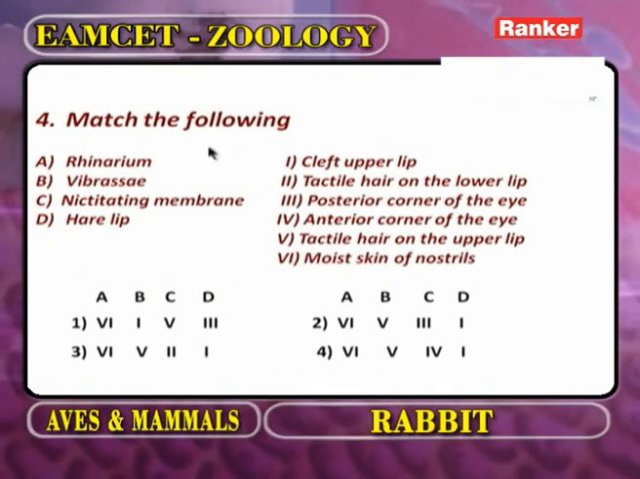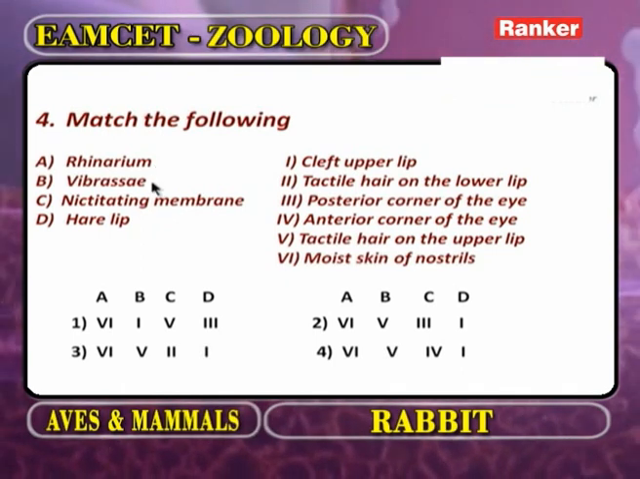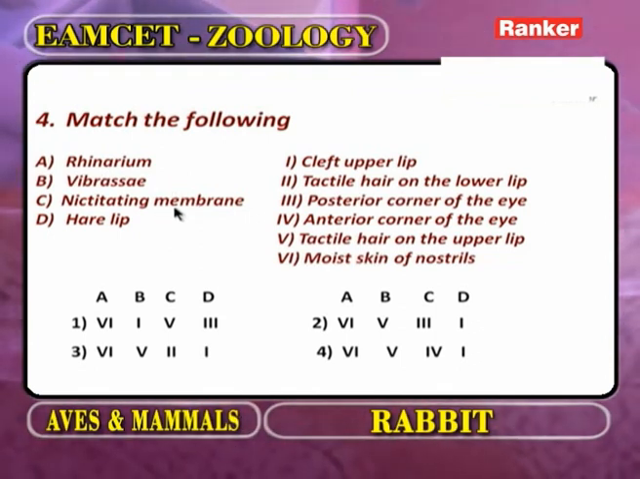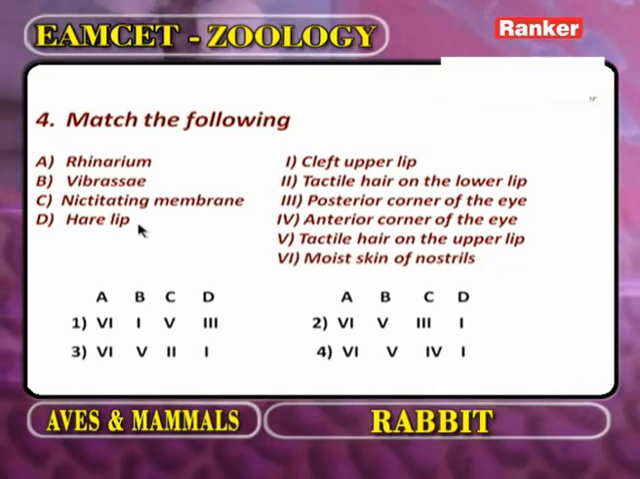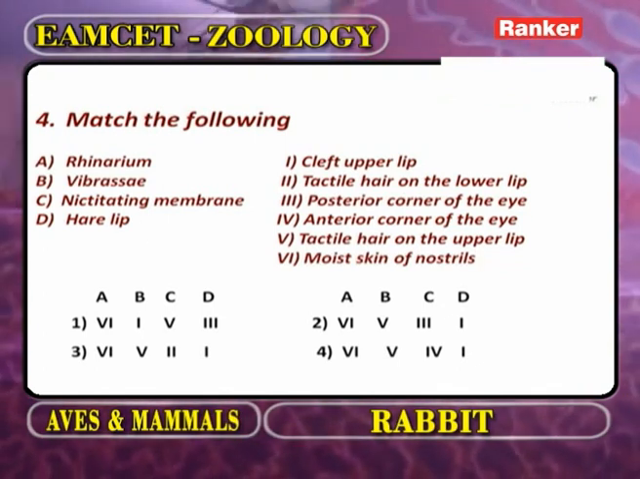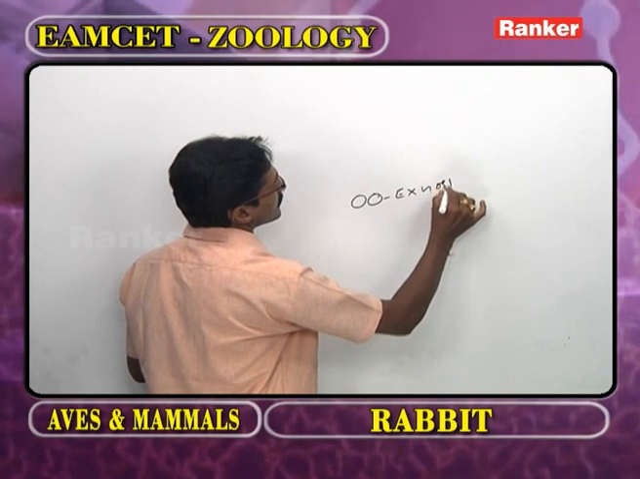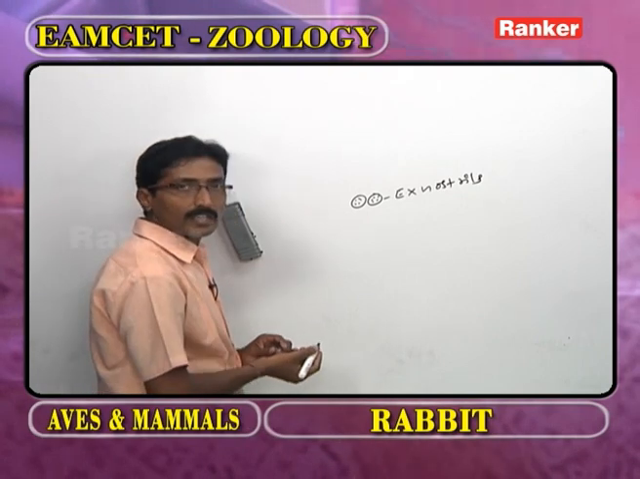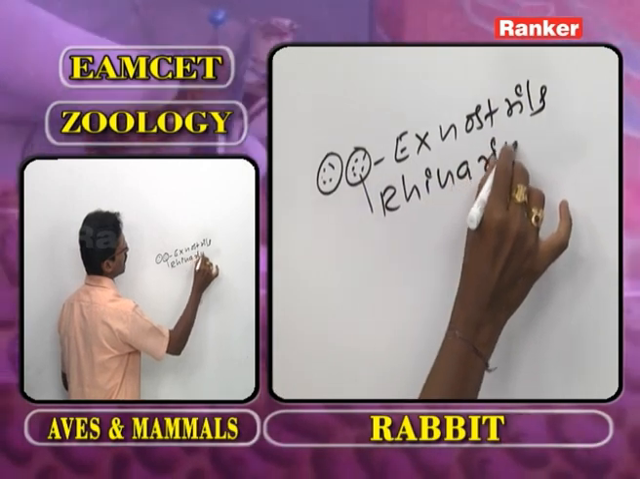Match the following. List 1: Rhinarium. Second one: Vibrissae. They are also called whiskers. Third one is nictitating membrane. And the fourth one we call it as hair lip. Now based on this information, as we observe the head of rabbit, the head of rabbit consists of one pair of external nostrils. The external nostrils are lined inside by mucous membrane, that we call rhinarium.